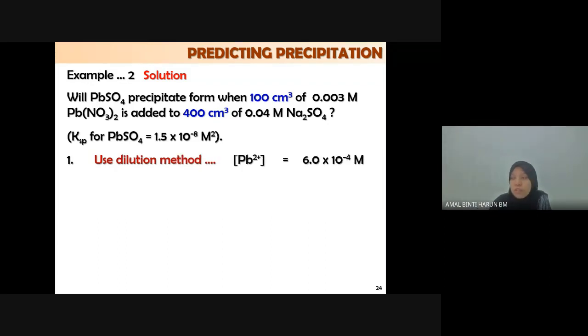Okay, for the second example, guessing whether precipitate is formed or not. The second question asks, will lead sulfate precipitate form when 100 ml of 0.03 molar lead nitrate is added to 400 ml of sodium sulfate? First, determine the salt produced from the reaction between sodium sulfate and lead nitrate. The slightly soluble salt produced is lead sulfate. Set aside the other ions or salts that are not our concern now. We are only concerned with lead sulfate, because the question asks whether lead sulfate will form a precipitate or not.